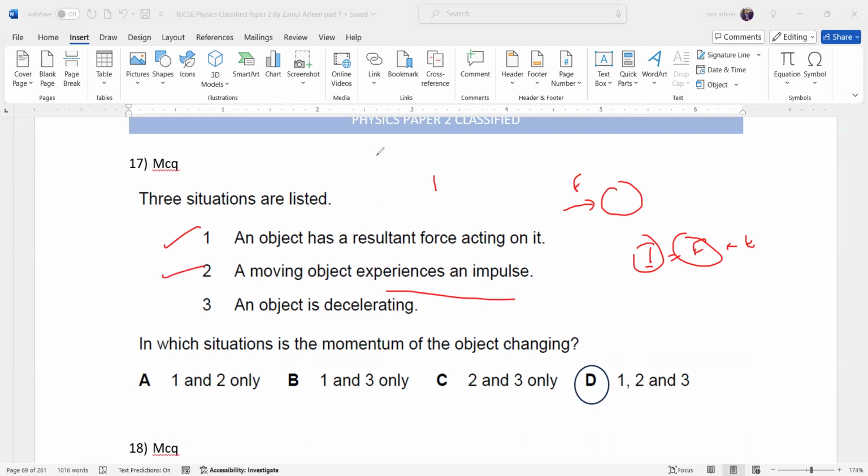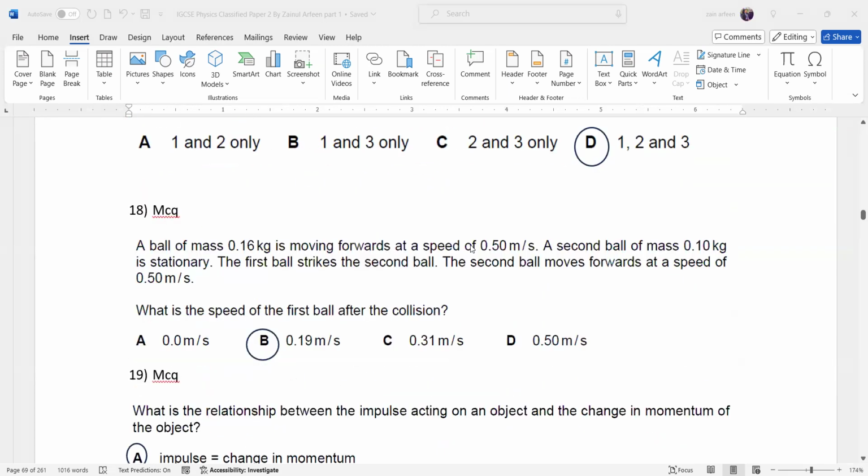An object is decelerating, or the object's speed increases or decreases. Like an object was moving at a speed of 10 meters per second, then changes to 6 meters per second. So there is a change in speed, so there is an impulse or change in momentum. So in all these cases, there is a change in momentum. If the speed of an object remains constant and there is no resultant force, it means there is no change in momentum or impulse.